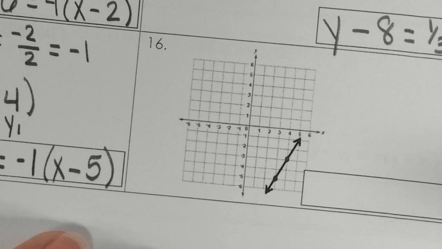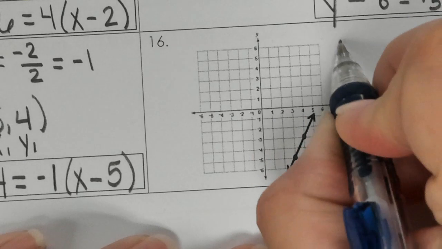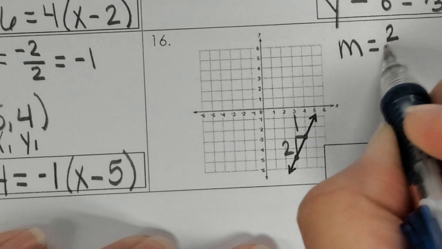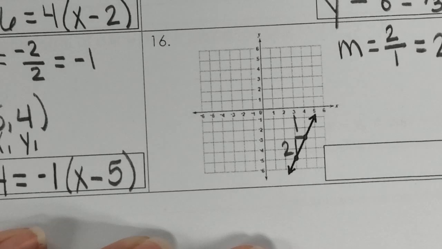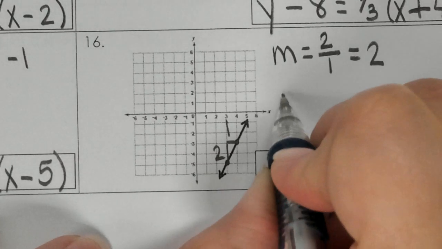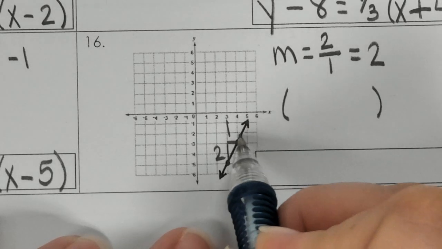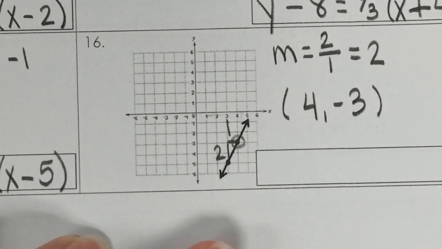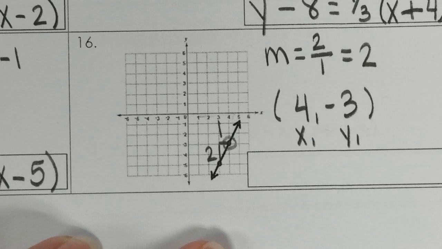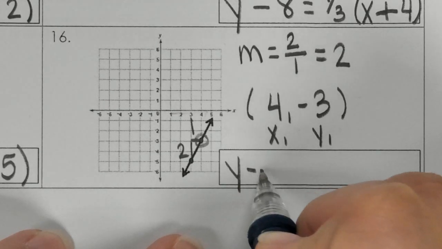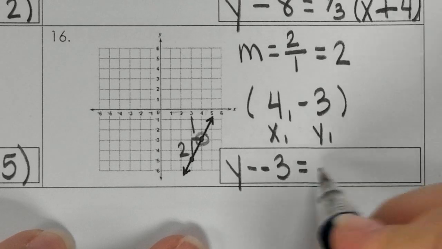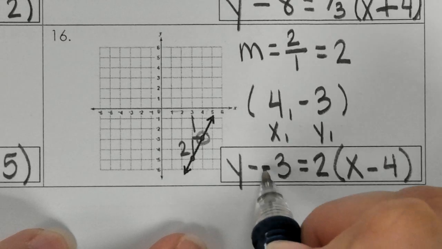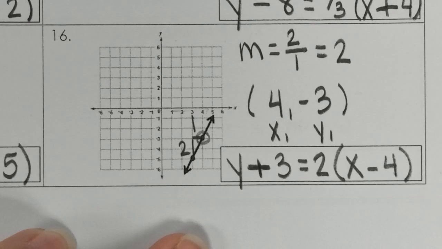Okay, for 16, I'm going to find my slope. So up 2, right 1, which is 2. And then the point, again, is that most right point, so that would be a 4, negative 3. And then, of course, I would just plug that in. So y minus a negative 3 equals my slope, which is 2. And then x minus my 4. Double negative turns into a positive.